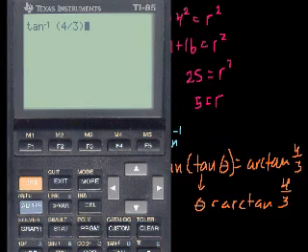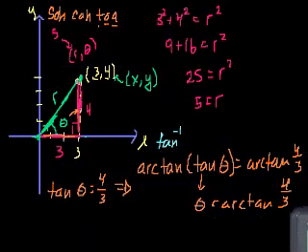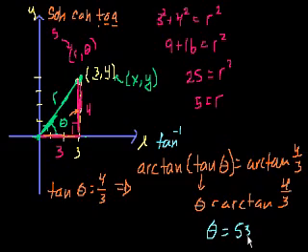And I already set my calculator to degree mode. It gives you 53.13 degrees. So theta is equal to 53.13 degrees. So there you have it. We already knew that we could specify this point in the two-dimensional plane by the point x is equal to 3, y is equal to 4. We can also specify it by r is equal to 5 and theta is equal to 53 degrees.